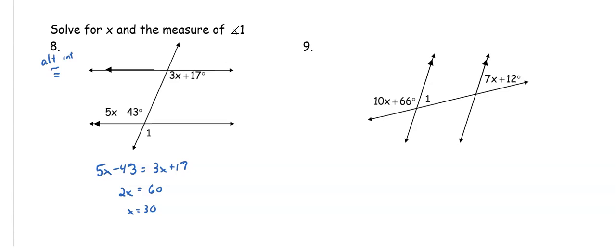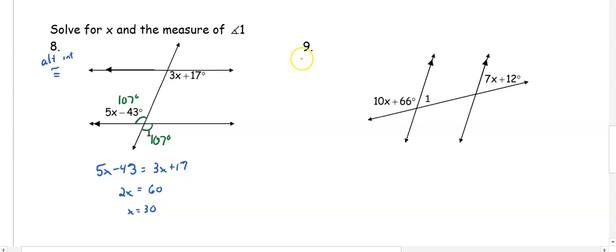Then to find angle 1, angle 1 is a vertical angle to the 5x minus 43, which means they are going to have the same measure. So 5 times 30 minus 43 gets us 107 degrees. So angle 1 is also 107 degrees.